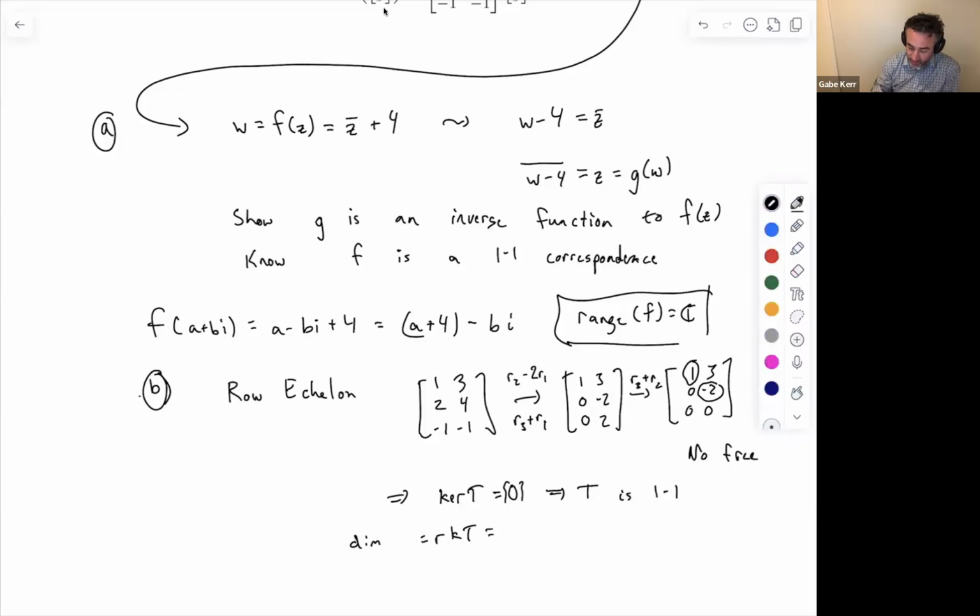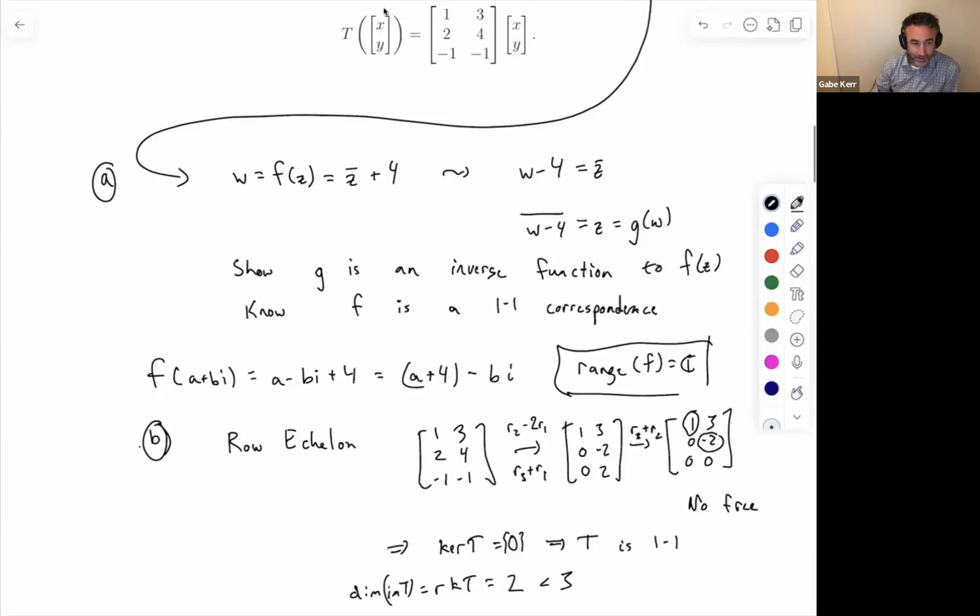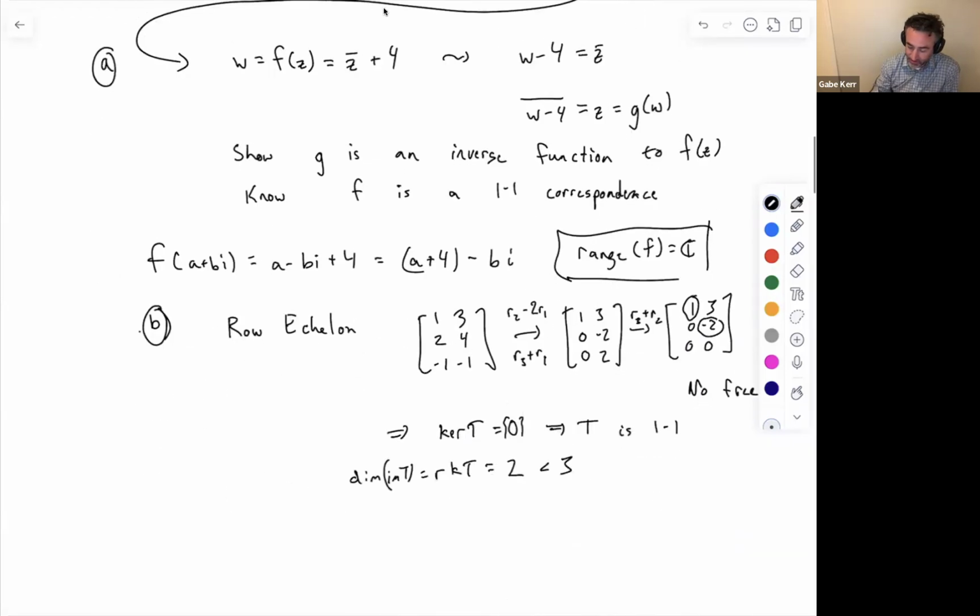Sorry, not the column space. T is a linear transformation. This is to say the image of T. Right, the rank of T is what? Two pivots. So this is two-dimensional. The image is two-dimensional. 2 is less than 3, so it's not onto.